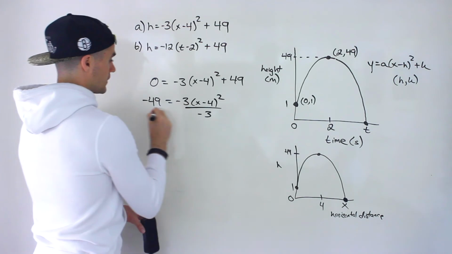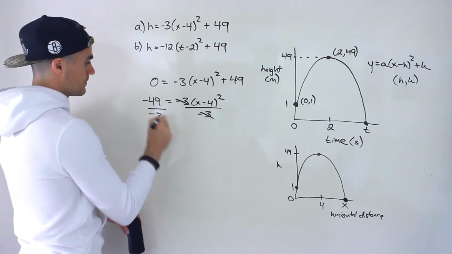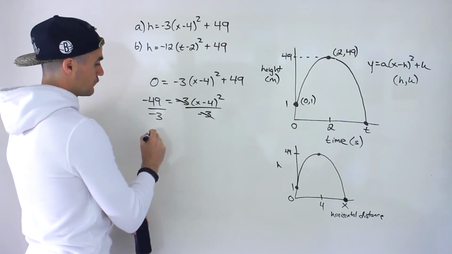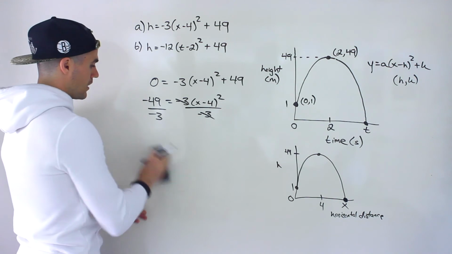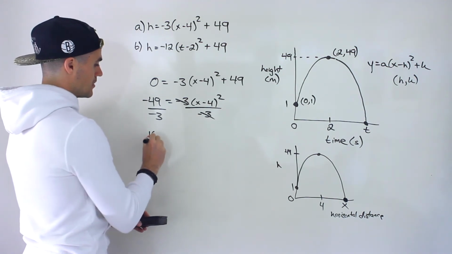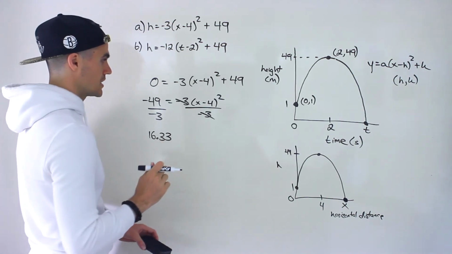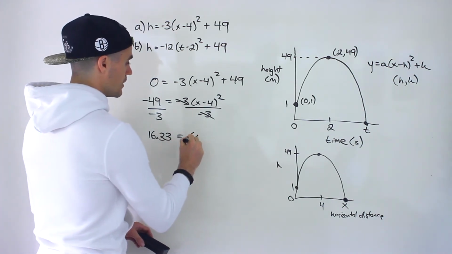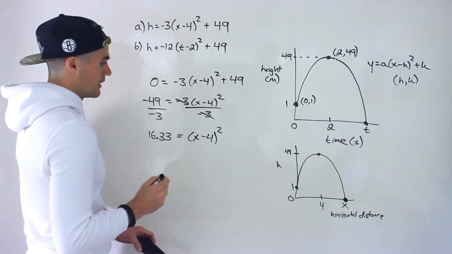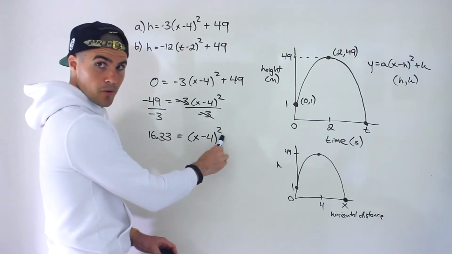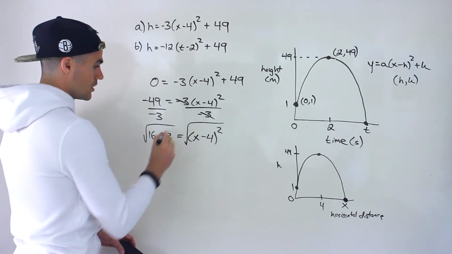Then at this point, you want to divide by negative 3, both sides, to get rid of this over here. Negative 49 divided by negative 3 would give you approximately positive 16.33. It'll be 3 repeating, but let's keep it to 2 decimal places. And then we'll have the x minus 4 squared over here. Then at this point, you want to get rid of this exponent over here. So the way you could do that is you could square root both sides.